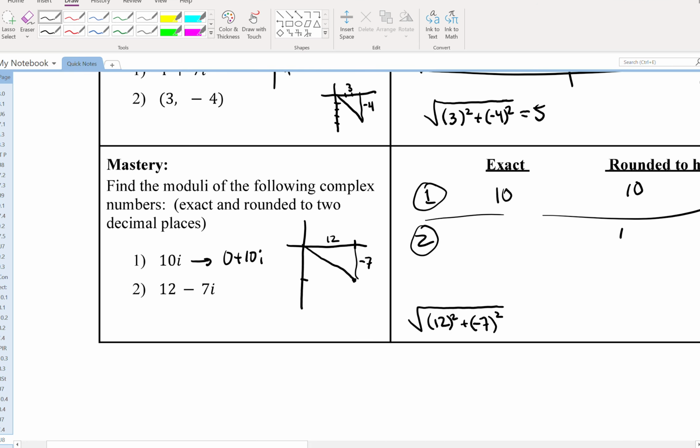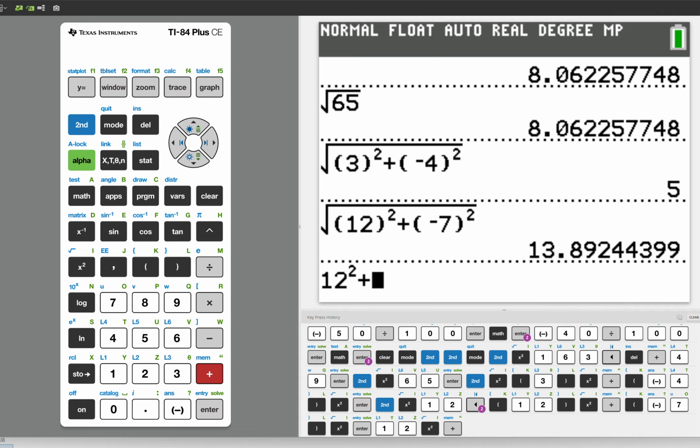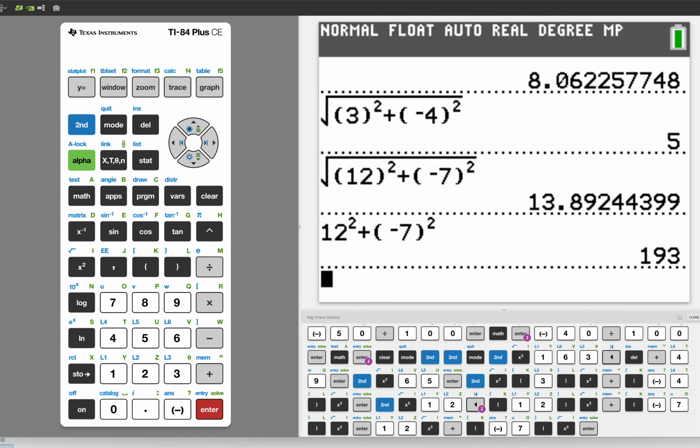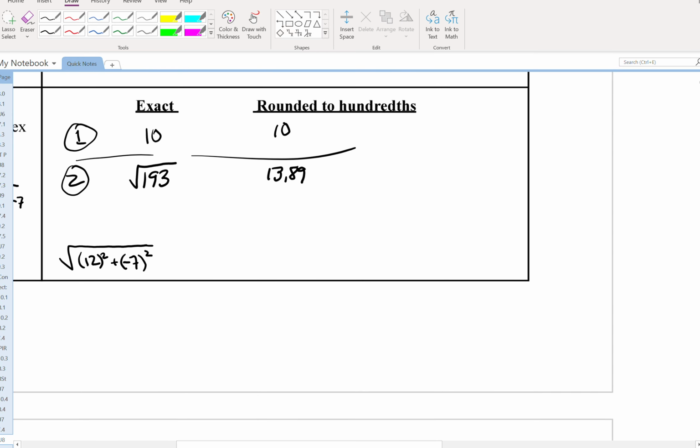So over here, that's 13.89. But for the exact value, I want to just take 12 squared plus negative 7 squared. That's 193. And so what I've got is the square root of 193. And my question then is, can I simplify 193 as a radical, the square root of 193?